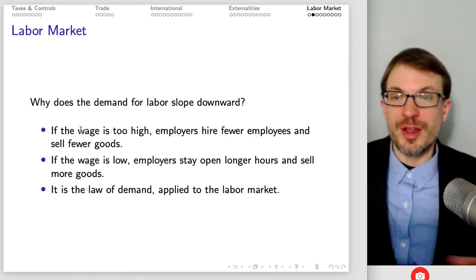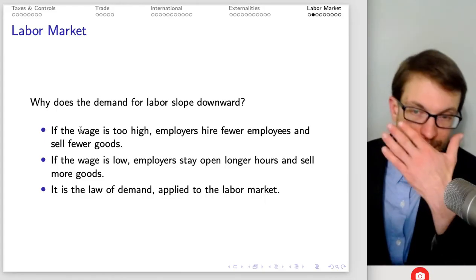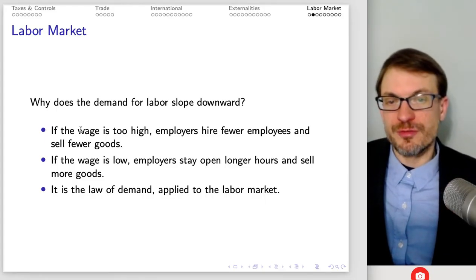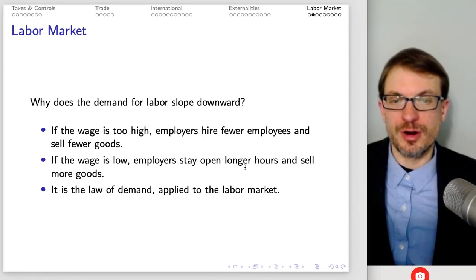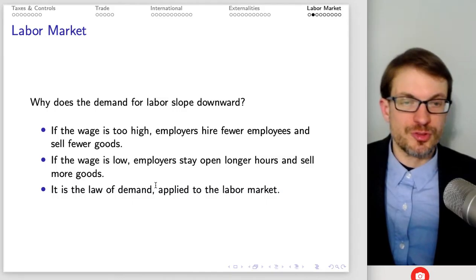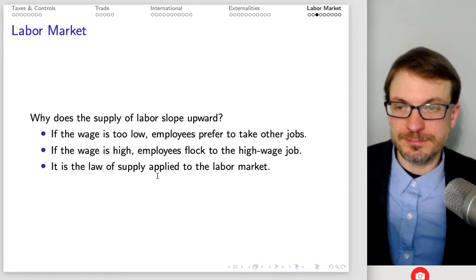Why does the demand for labor slope downward? Well, if the wage is too high, employers hire fewer employees and sell fewer goods. If the wage is low, employers stay open longer hours and sell more goods. So it's essentially just a law of demand story.